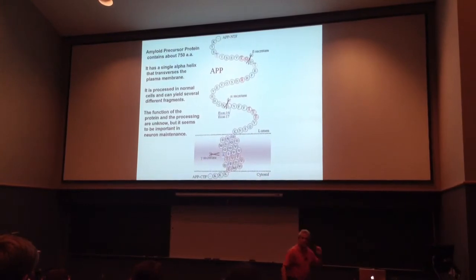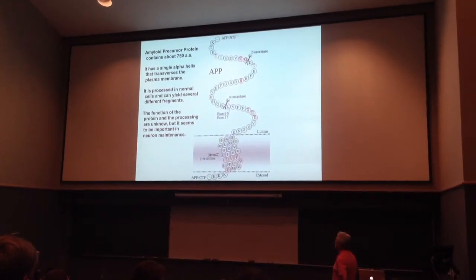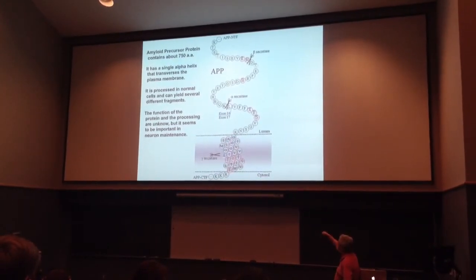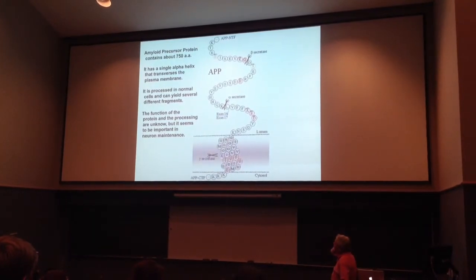So this amyloid precursor protein has a single helix that goes through the membrane. It's in normal cells. This is a protein that we all make. We make it in all of our cells, and it's processed in cells. It can be processed in 3 ways. It can be cut at 3 different sites, which is what the scissors indicate. And the enzymes that make the cut have been termed secretases.